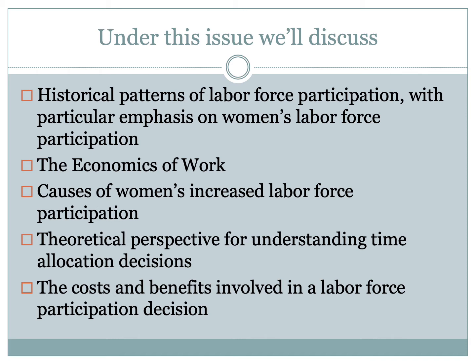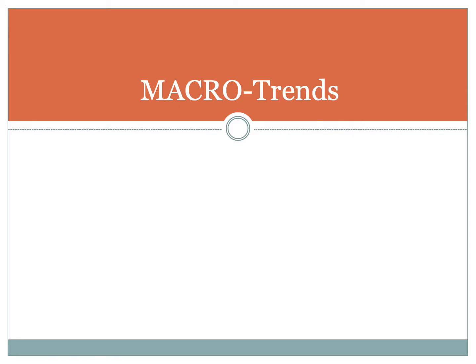So, under this issue, we'll talk about the historical and current patterns of women's labor force participation. We'll talk about the economics of work, causes of women's increased labor force participation, and the costs and benefits involved in a decision regarding a woman's paid work. Like I said at the beginning of the semester, we will first look at issues from a macro level, followed by the micro level. For the macro level, we're going to look at and discuss a number of graphs showing us overall trends.